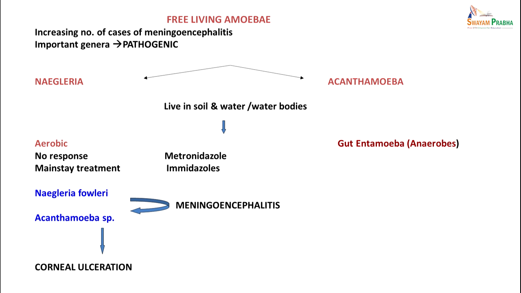Usually they live in soil and water bodies, and Naegleria is aerobic, while Acanthamoeba is like gut Entamoeba, it is anaerobic. But they have no response to mainstay treatment of amoebiasis like metronidazole and imidazole. They do not respond to these drugs, and they usually cause meningoencephalitis. Acanthamoeba species can also cause corneal ulceration in some patients who are using contact lenses in water which has these amoebae trophozoites.